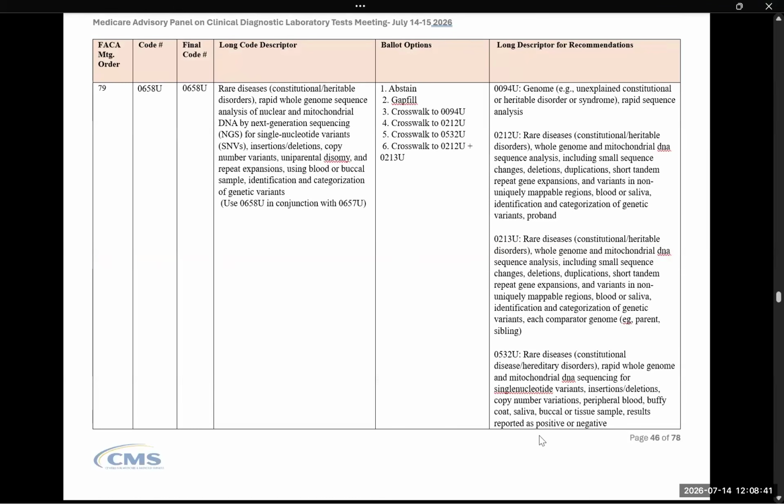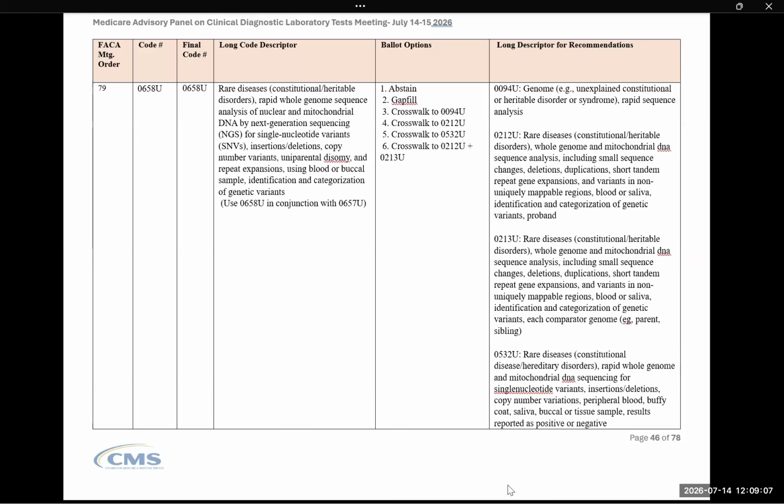All right, next up, we have 0658U, again another rare disease whole genome sequence. The difference between this code and some of the other codes presented today is that this is a rapid whole genome sequence analysis, but it does include all of the SNVs, insertions, deletions, CNVs, etc.